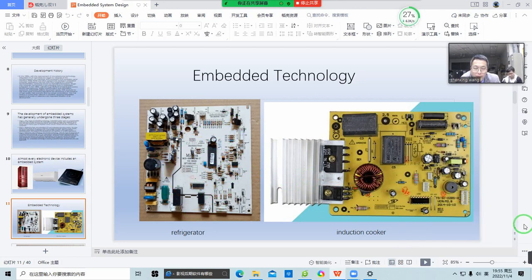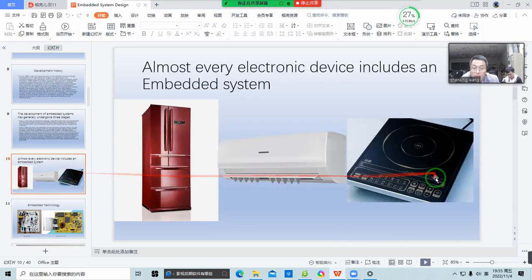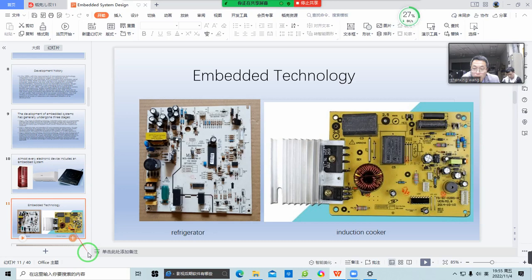Here's another device, a PCB board from an induction cooker, just as I illustrated before. In here you can see this is a single chip microcomputer. This is a beeper. If it has finished the cooking, it will beep. This is an AC to DC switch.